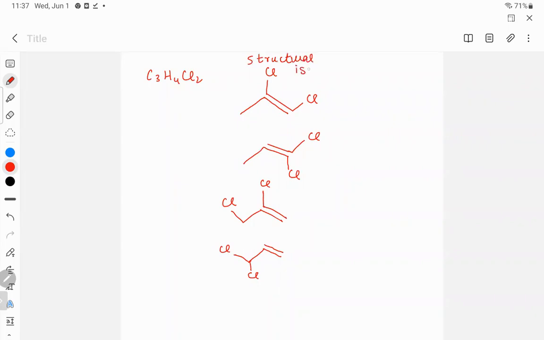Is this point clear to everyone so far? Okay, now you see if you can make any other structural isomer. Can you draw any other structural isomer? So in total, we have 4 structural isomers right now. And if you want to try, you can try. I don't think that we can make any other structural isomer.